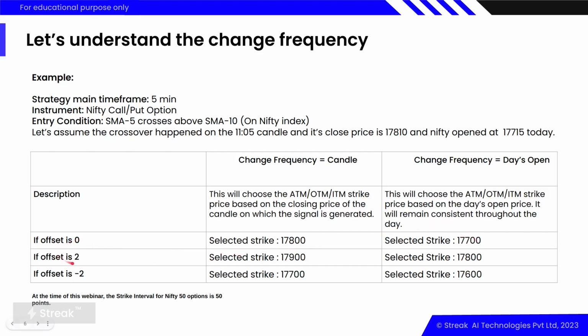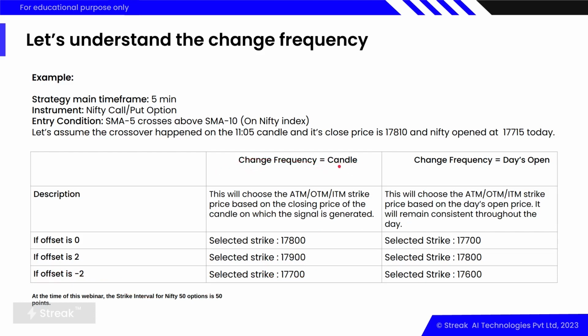Now let's say I had selected 2 as an offset. So my strike will be selected as 2 strikes above at the money. So at the money is this strike in case of candle. So my plus 2 strike is going to be 17,900. At the time of this webinar, the strike interval for Nifty 50 options is 50 points. That you need to keep in mind. All right. And similarly, if I had selected minus 2 in the offset, my strike would have been 17,700 if I had selected candle as my change frequency.